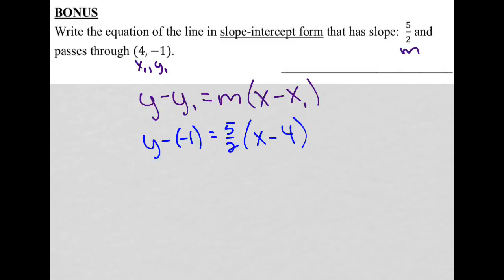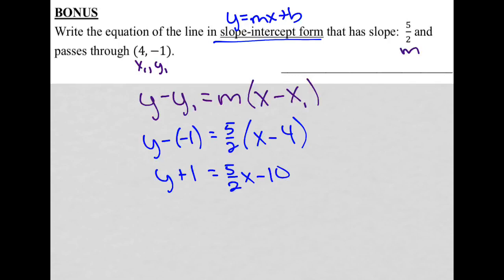And from here, it's just distribution and getting y by itself again. We wanted it to be in slope-intercept form, which is y equals mx plus b. So here we go. y plus 1 equals 5 halves x minus 10. Subtracting 1 from both sides, we would get 5 halves x minus 11. And then this was our equation. Okay.